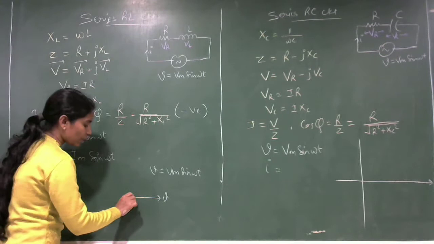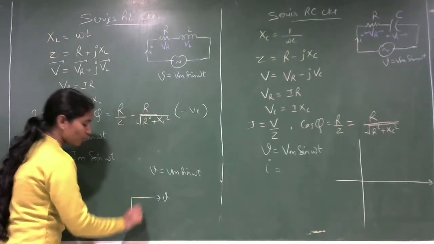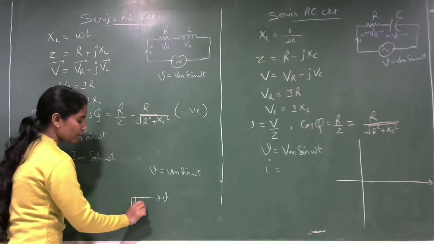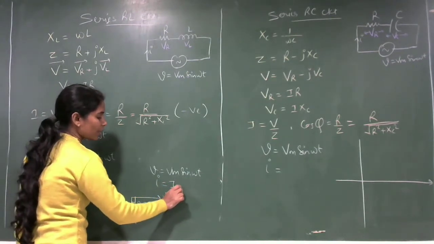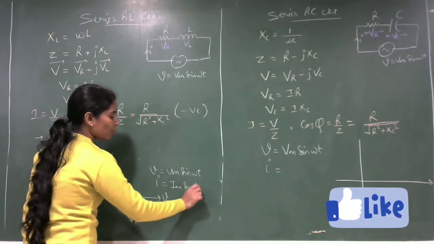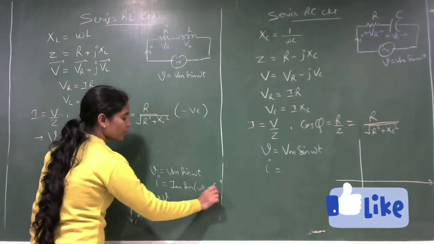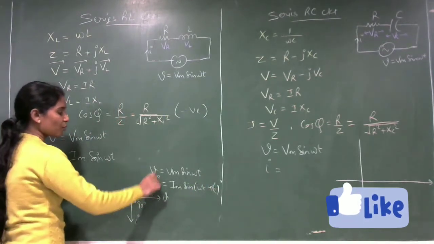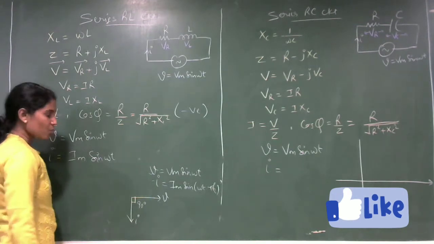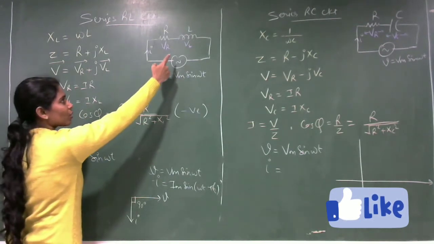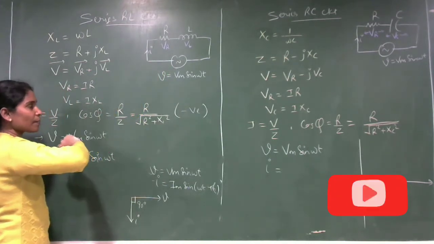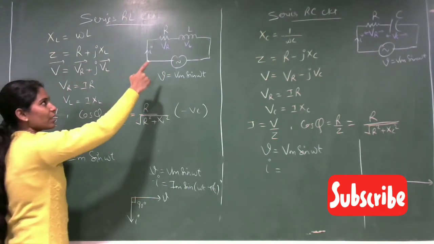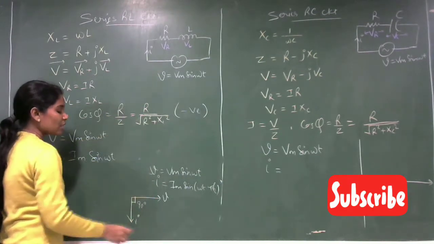The current will lag the voltage by 90 degrees. In the equation we have written it like this, that is Im sin(omega t minus pi by 2). This was the equation for the pure L circuit. Here we don't have a pure L circuit because a series RL connection is there. RL is connected with R. Because of the inductance, we will have the lagging nature.